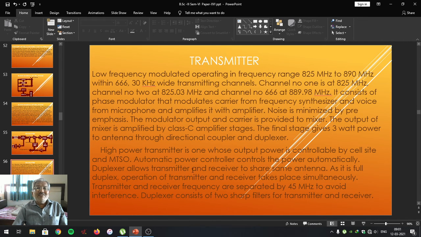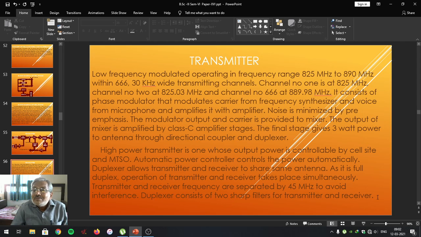As it is full duplex, operation of the transmitter and receiver takes place simultaneously. Transmitter and receiver frequencies are separated by 45 MHz to avoid interference. Just to recognize which is the transmitting frequency and which is the receiving frequency, both frequencies are separated by 45 MHz. Channels are separated by 30 kHz. The duplexer consists of 2 sharp filters for the transmitter and also for the receiver.